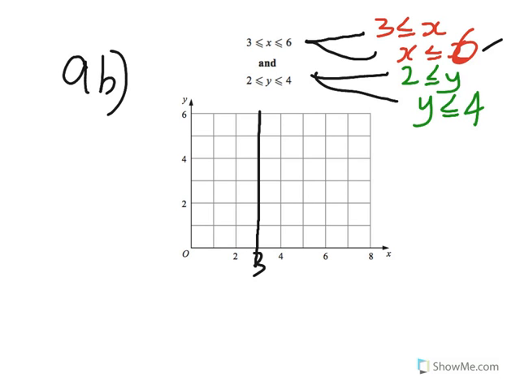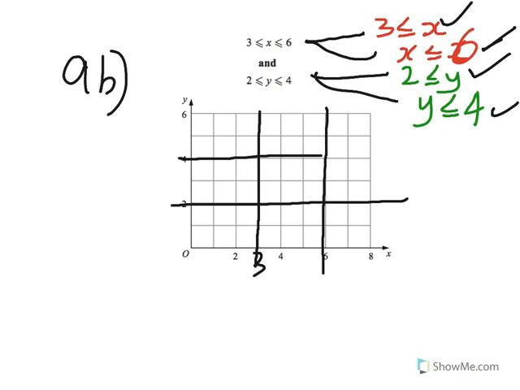So we drew this one. We're going to draw this one now, and that's over here at this point. And y is equal to 2, we're going to draw this one now, and that's over here at this point. And y is equal to 4, we're going to draw this now, which is at this point. Now, let's cut out all the stuff we don't want.